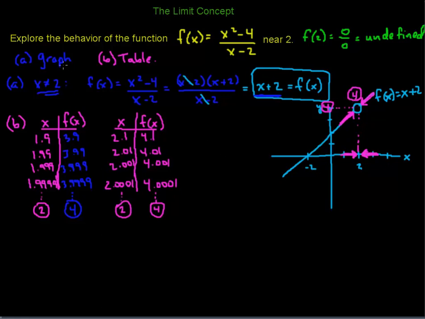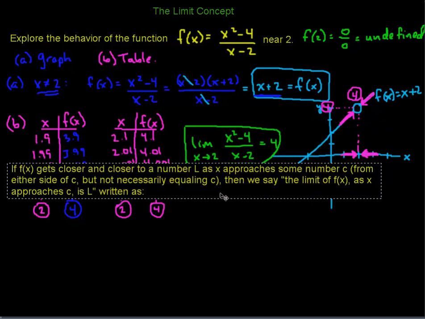And mathematically, we can write this as follows. We write the limit, LIM for limit, as x approaches 2 of x squared minus 4 over x minus 2 equals 4. That's how we can write the limit expression mathematically, which is the same thing we've written here graphically or using a table.